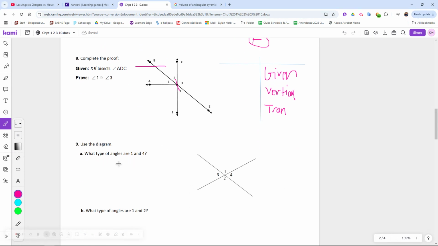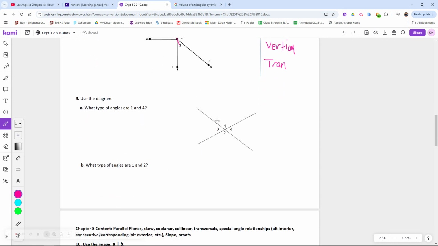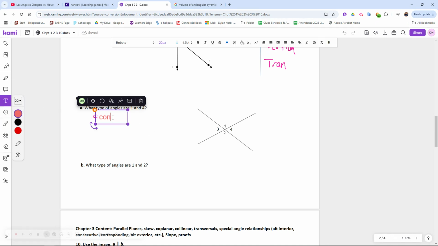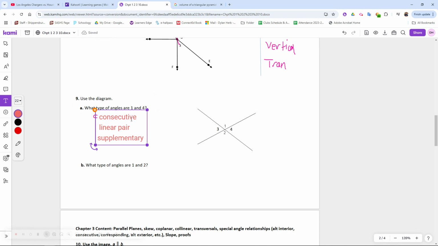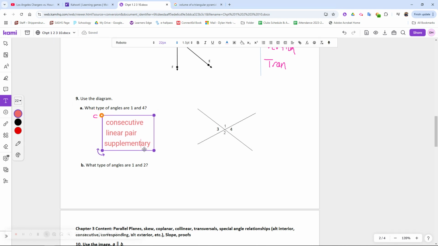For this one, we'll type if angles are 1 and 4. 1 and 4 are right beside each other. So they're called consecutive angles. So consecutive, let's just type that. Consecutive angles. They're also, because they form a linear pair, you could say that they're a linear pair. And then because they're a linear pair, they are supplementary. Did I put an extra E in there? Probably. No, that looks fine. So that's basically the three different things that you could call angles 1 and angle 4.